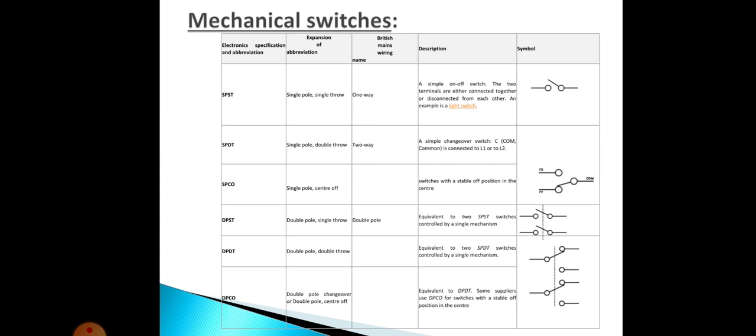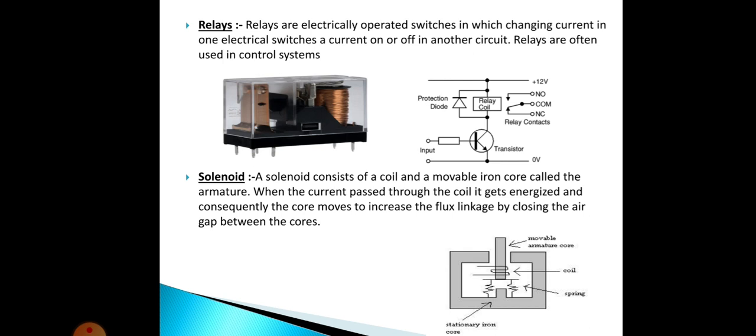The next one, double pole double throw. In double pole double throw, there will be two poles and two throws. The next one is double pole changeover or double pole center off. Both of these you can see in the diagram. The next one we will be seeing is the relays.